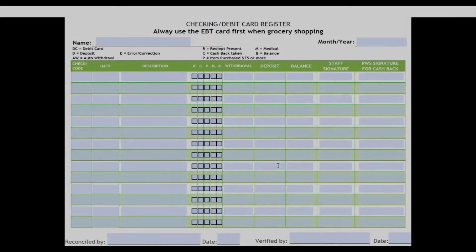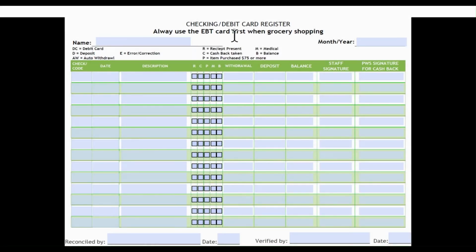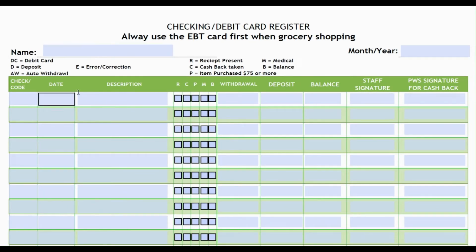Okay, so today we're going over a checking and debit card register. Of course, you're going to put the person's name we support and what month and year. Start off with, let's go over these columns. We have check code, date, description, and then we've got a few initials here. We're going to go over all of that.